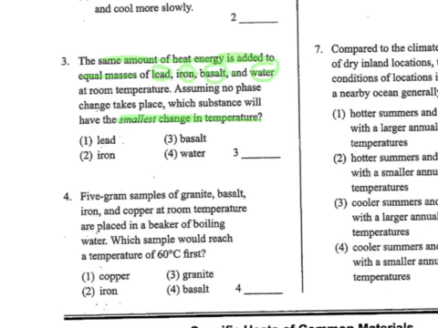The important thing to remember for this question is that the greater the specific heat value is for a substance, the slower it will take for it to undergo a temperature change. So the greater the specific heat value, the larger the number for a substance, the slower it will undergo a change, the longer it will take to change temperature.